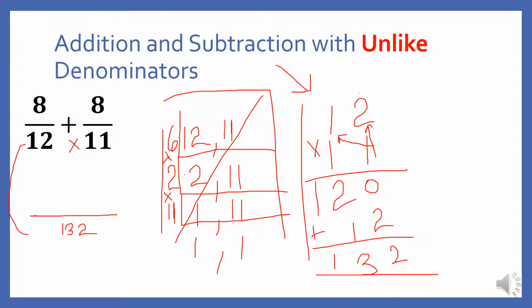What do I do next after finding the LCM? I have to divide and then multiply my answer to the numerator. Now, drawing these lines and division sign and multiplication sign can help you, especially if this is the first time you're doing this, okay? So I'm going to divide. I'm going to say 12 into 132. What am I asking you? How many times could 12 go into 132? 12 can go into 132 11 times.